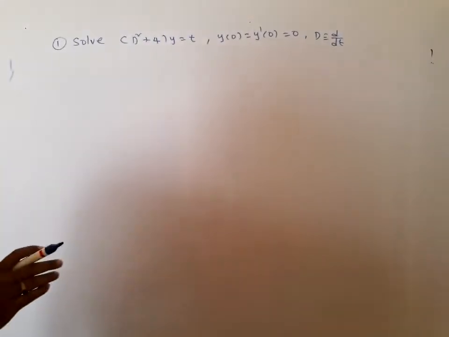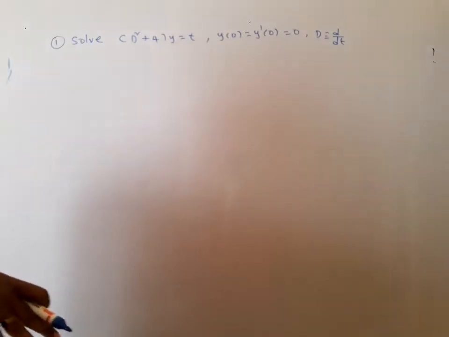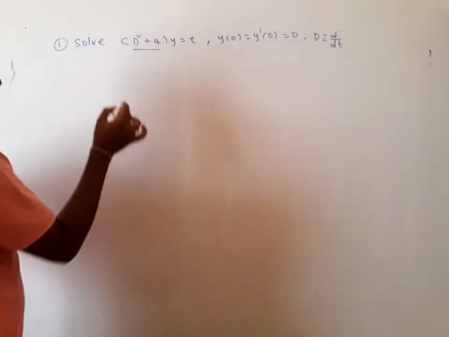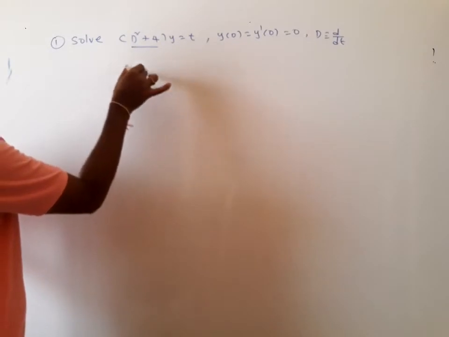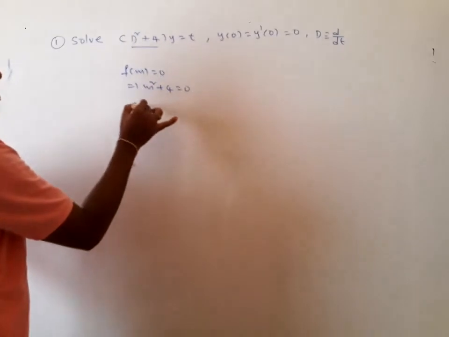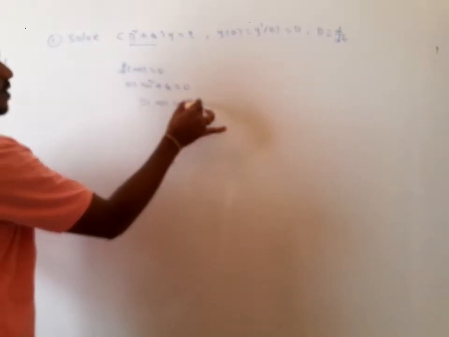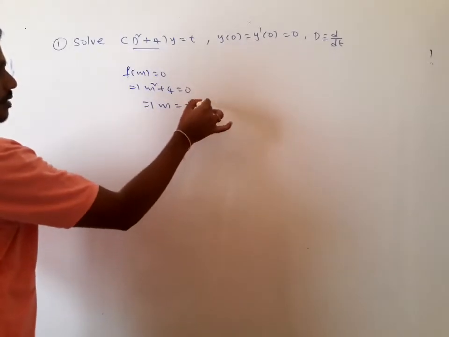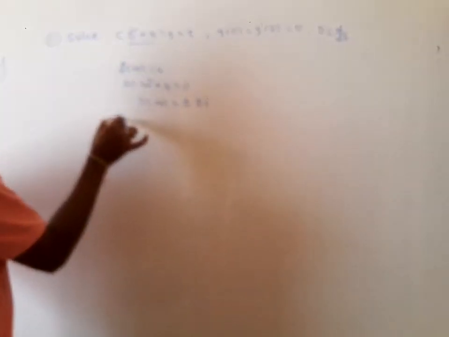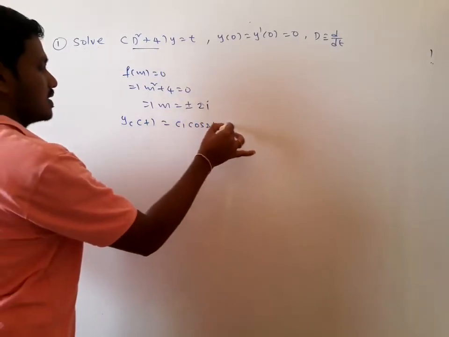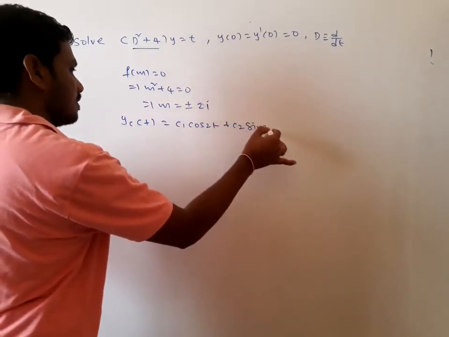Suppose first I try to solve this problem by the usual differential equation method. First, f of D into y is equal to some Q of t. The auxiliary equation is f of m equal to 0, that implies m square plus 4 is equal to 0, so m is equal to plus or minus 2i. The complementary function yc of t is equal to c1 cos 2t plus c2 sin 2t.